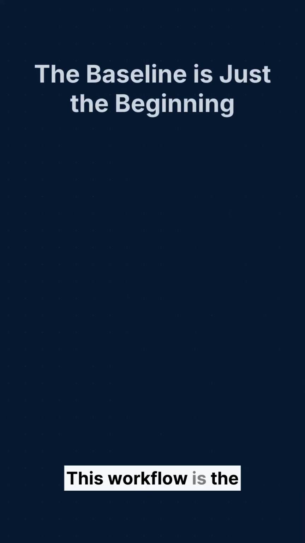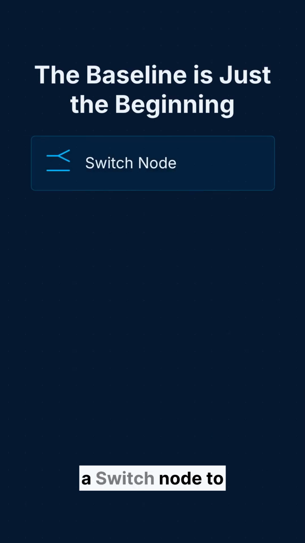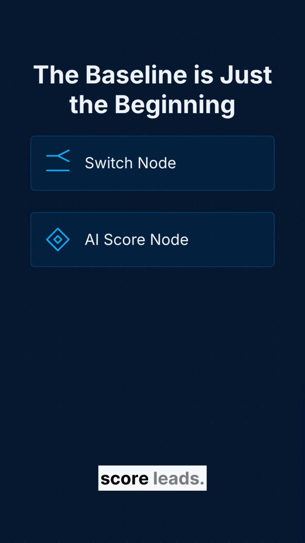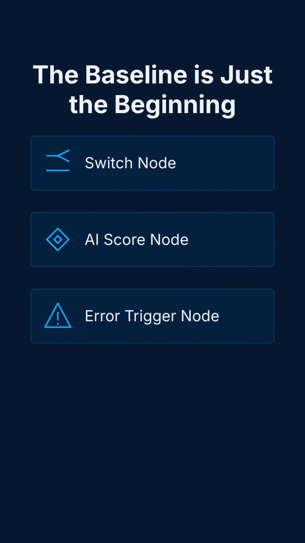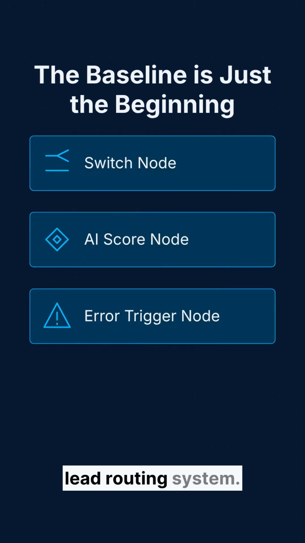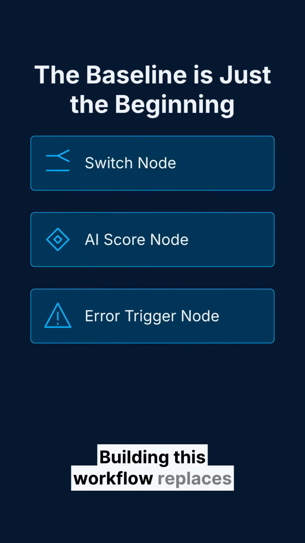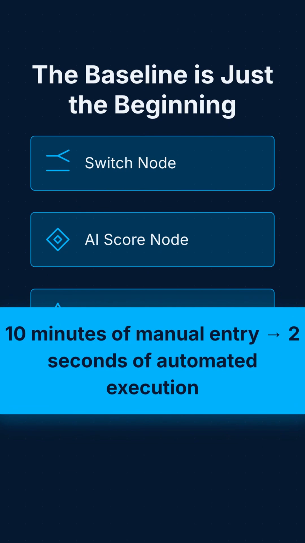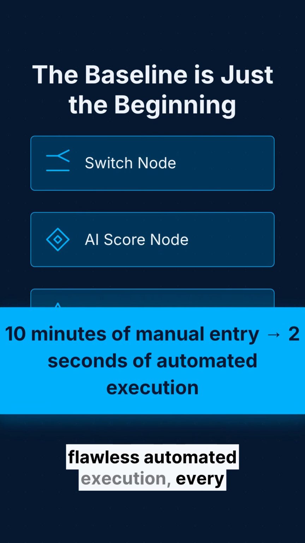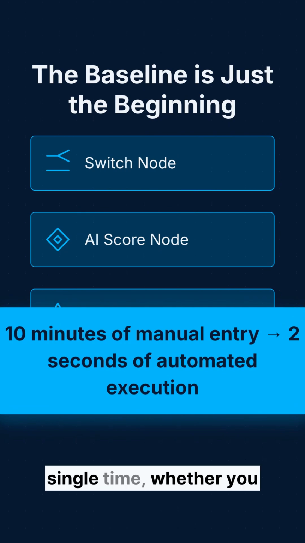This workflow is the baseline. You can snap in a switch node to route leads by source, an AI node to score leads, or an error trigger node to catch failures. Add all 3 and you have a production-grade lead routing system. Building this workflow replaces 10 minutes of manual data entry per lead with 2 seconds of flawless automated execution every single time, whether you are awake or asleep.